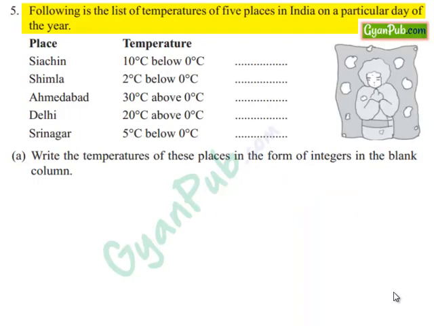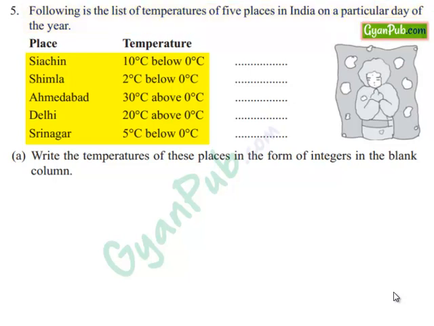Moving on to the fifth question. Following is the list of temperatures of 5 places in India on a particular day of the year. In Siachen, the temperature is 10 degrees centigrade below 0 degrees centigrade. In Shimla, 2 degrees centigrade below 0. In Ahmedabad, 30 degrees centigrade above 0. In Delhi, 20 degrees centigrade above 0. In Srinagar, 5 degrees centigrade below 0.